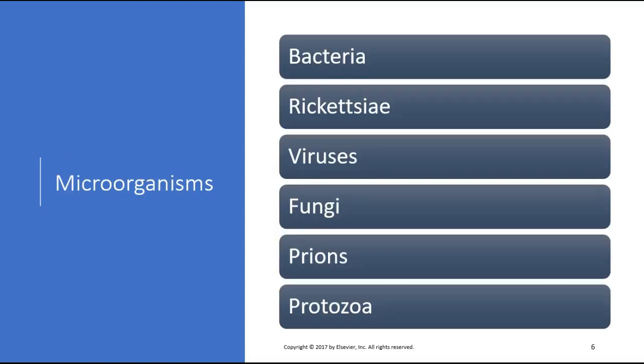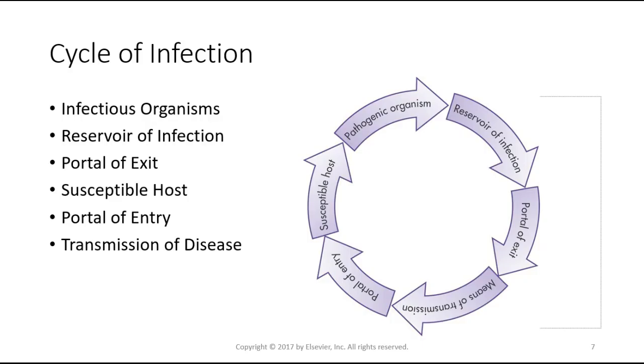Microorganisms can be bacteria, rickettsia, viruses, fungi, prions, and protozoa. You'll need to look up and be able to define what each one of those are. And so the cycle of infection, this includes opportunistic infections.